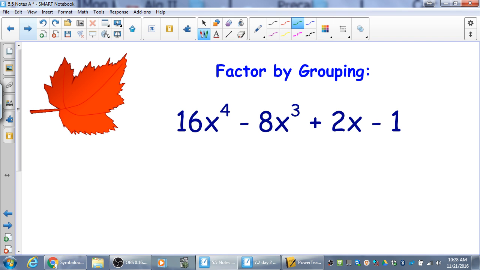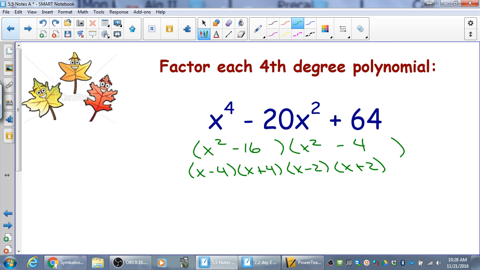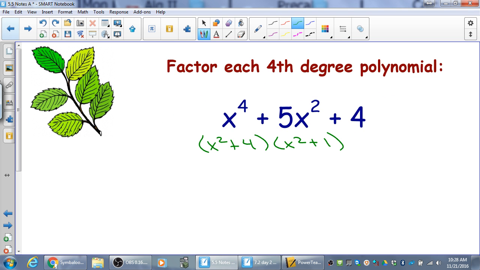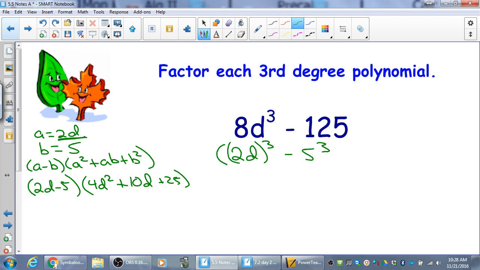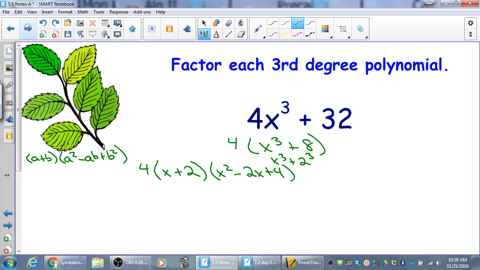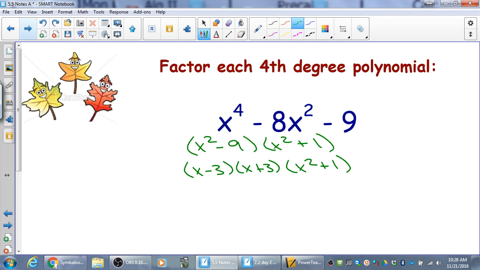I think this is the last one right here. Last one. There are 4 terms. Notice the difference between this and the ones we had before. There's 3 terms, 3 terms, 3 terms, 3 terms, and finally we get to 4 terms. So it's 4 terms that is a factor by grouping.